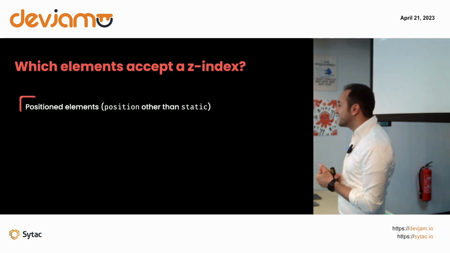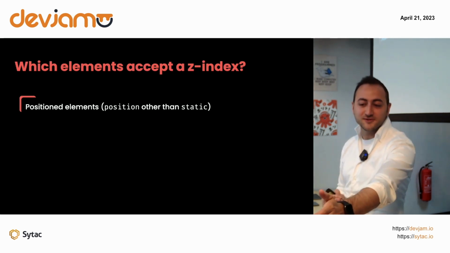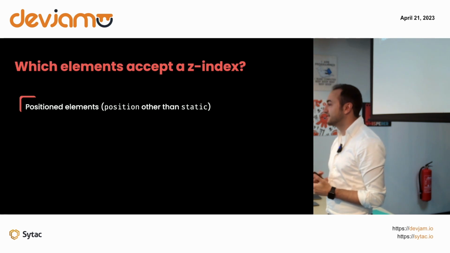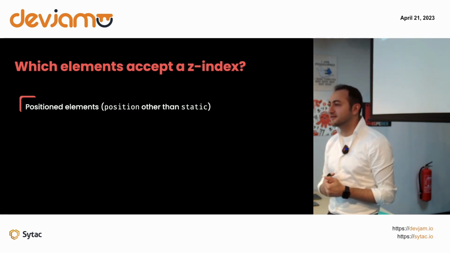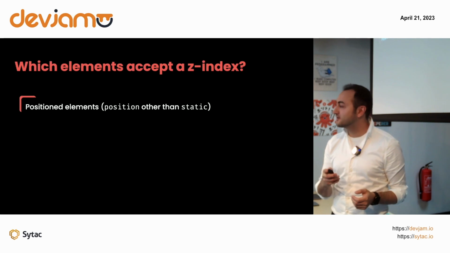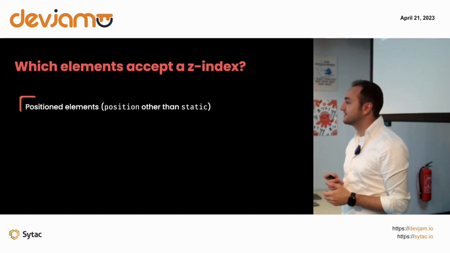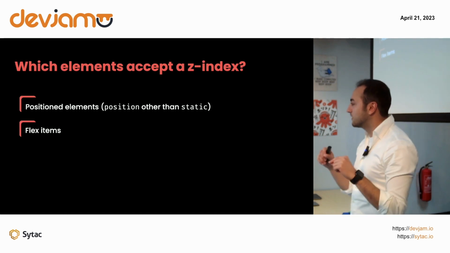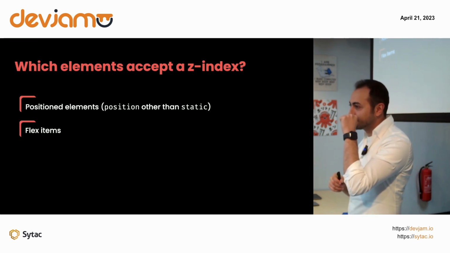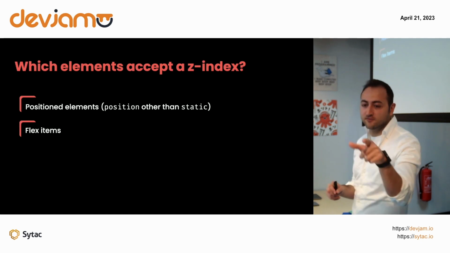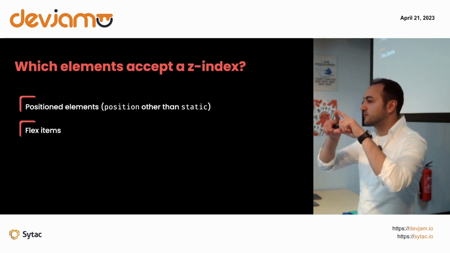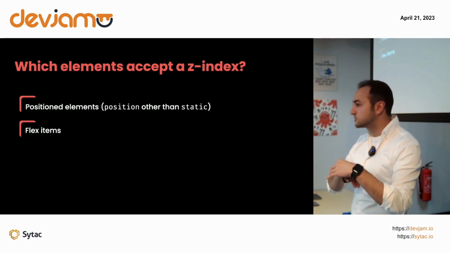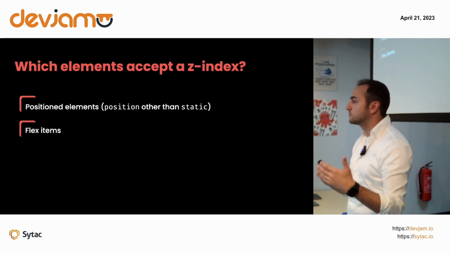Are there any other elements? You cannot take a peek at my notes. There's something with flexbox, but I forget the exact. Flex items, actually. So flex items take z-index without positioning. I have a demo for the next one. So if you have a flexbox, so that's a flex container, and it has 3 flex items, you can just give the flex item z-index, and it will change ordering.